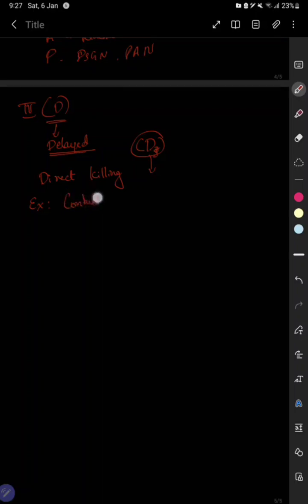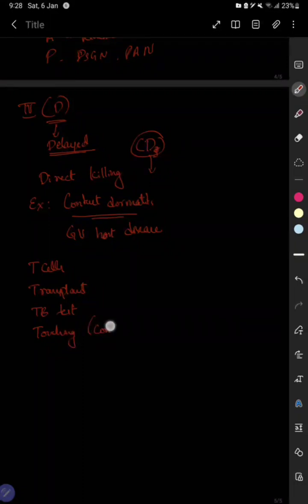contact dermatitis. Yeah, contact dermatitis. How will this contact dermatitis happen? Whenever you are exposed to some poison ivy, nickel allergy or something like that, it will show a reaction late, right? That is how it happens. Then graft versus host reaction. This will happen after months. Then you can remember as T's, all T's, T cells, T cell dependent killing, transplant rejection, late transplant rejection, not hyperacute. This TB test, this all come under here. Touching, that is contact dermatitis. Last one is a delayed one. Okay, that's it for today. Have a nice day.